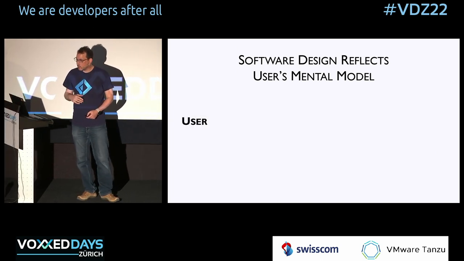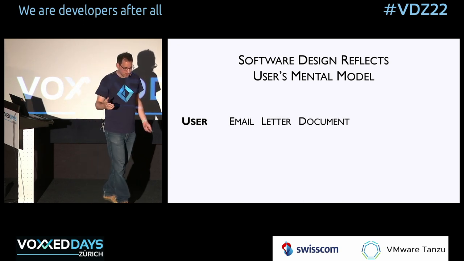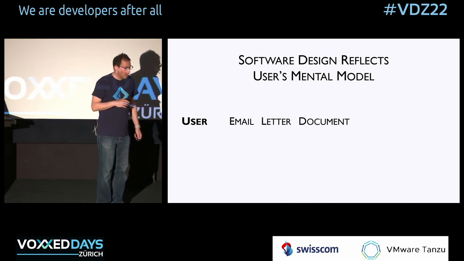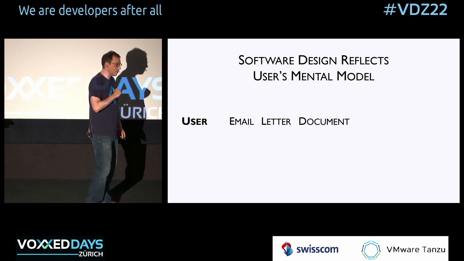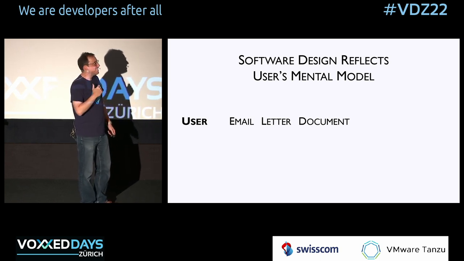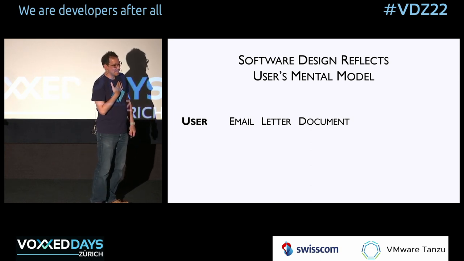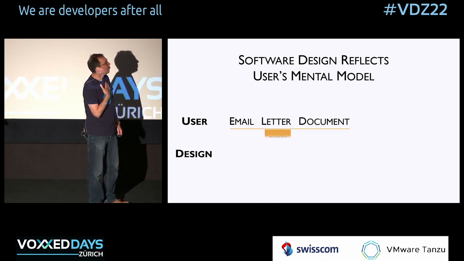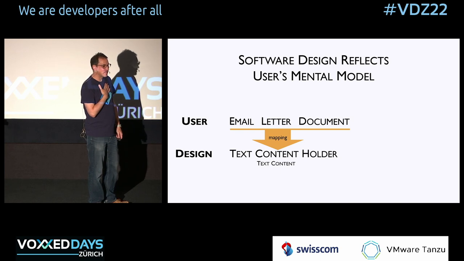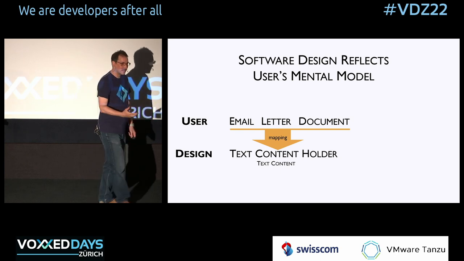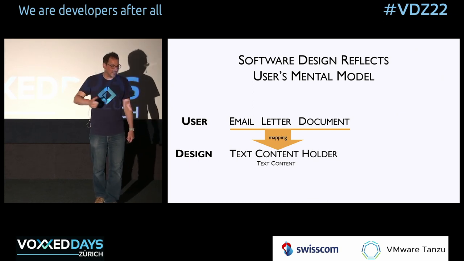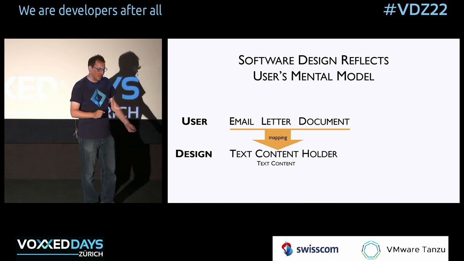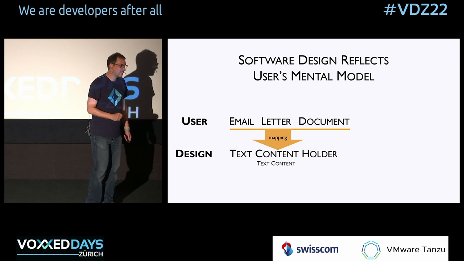So when your users talk about emails, letters, documents, as an example, then the clever developers, and I know a lot of clever developers, say, yeah, but that's the same. They all hold text. So let's design a text content holder with text content. Much faster, only one class, not three. We are really, really fast now.